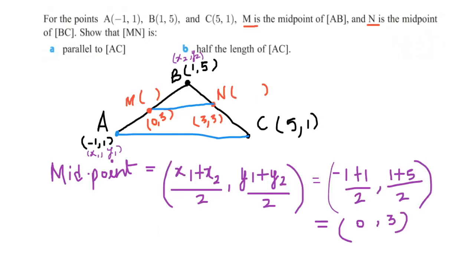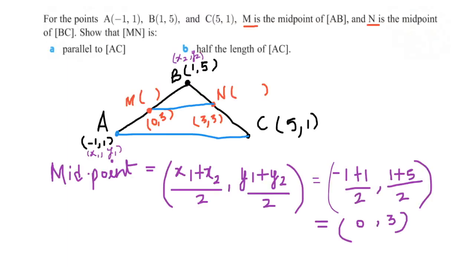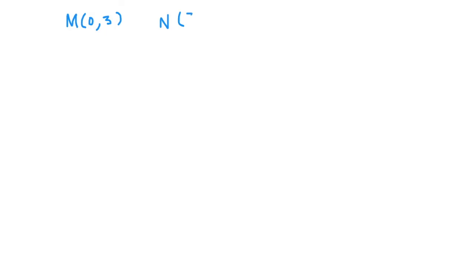To find the length of MN, I will write down the coordinates of M and N. Coordinates of M are 0, 3. Coordinates of N are 3, 3. We found these as our midpoints in the first part. So let's find the length of MN using the distance formula.